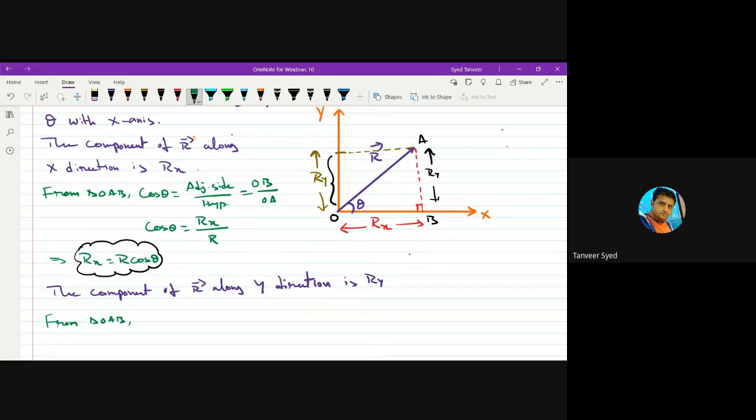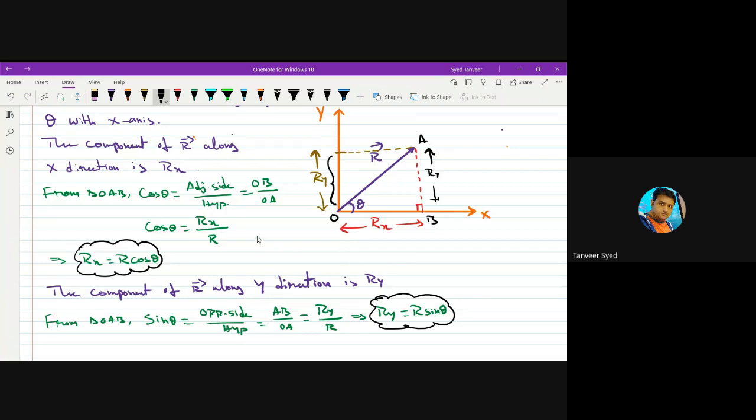Then from triangle OAB, if I write sin theta, it is opposite side by hypotenuse. Opposite side is AB, hypotenuse is OA. That means AB is nothing but our component Ry. OA is vector R. That means Ry is equal to R sin theta. Ry is equal to R sin theta.